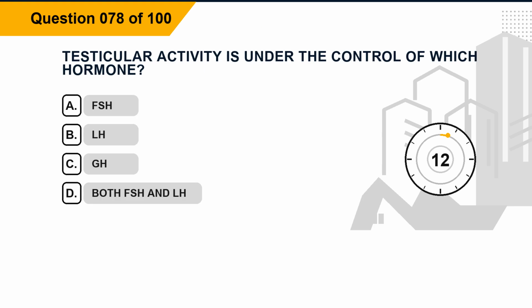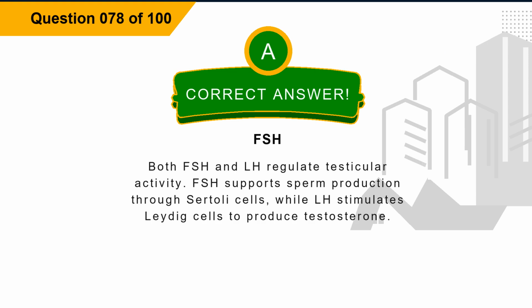Question 78. Testicular activity is under the control of which hormone? Option A, FSH. Option B, LH. Option C, GH. Option D, both FSH and LH. The correct answer is option A, FSH. Explanation. Both FSH and LH regulate testicular activity. FSH supports sperm production through Sertoli cells, while LH stimulates Leydig cells to produce testosterone.